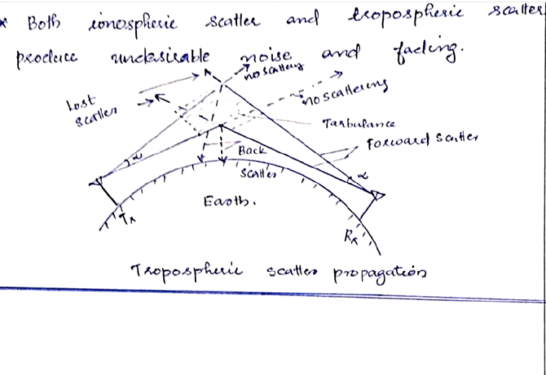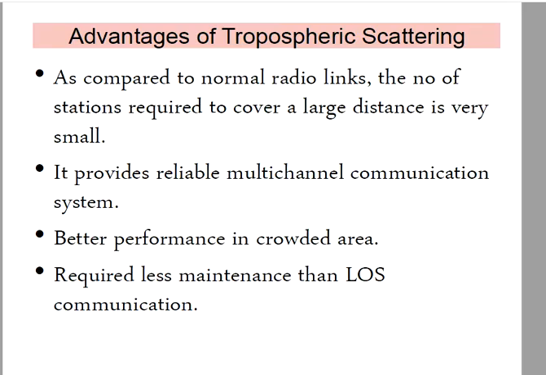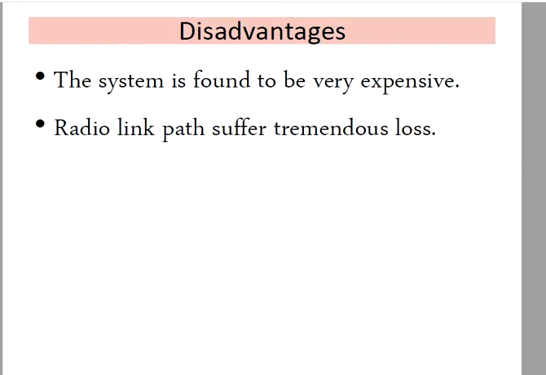Next, let us see what are the advantages and disadvantages of this tropospheric scatter propagation. The main advantages of tropospheric scattering are, as compared to normal radio links, the number of stations required to cover a large distance is very small, and it provides reliable multi-channel communication systems and better performance in a crowded area, and it requires less maintenance than line of sight communication systems. Next, we shall see the disadvantages. The system is found to be very expensive, and the radio link path suffers tremendous loss. Okay, these are the disadvantages of tropospheric scatter propagation.